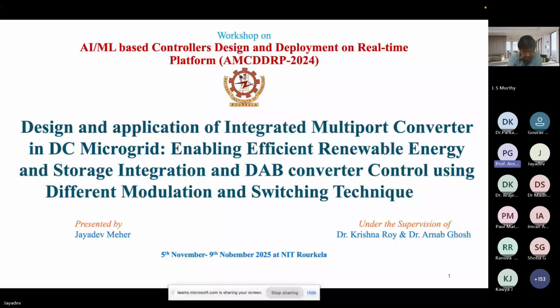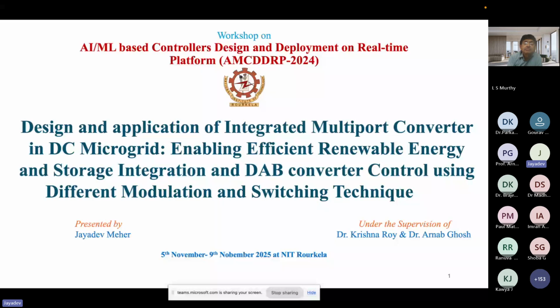So very good morning. Now we are going to start our session 5. That session will be discussed by Jayadev. He is a senior PhD scholar in our department. He is going to deliver his presentation on different application and design for integrated multi-input converter for DC microgrid application as well as DAV converter, their switching techniques based on that. Okay, Jayadev, over to you. You please carry on. Thank you, sir.